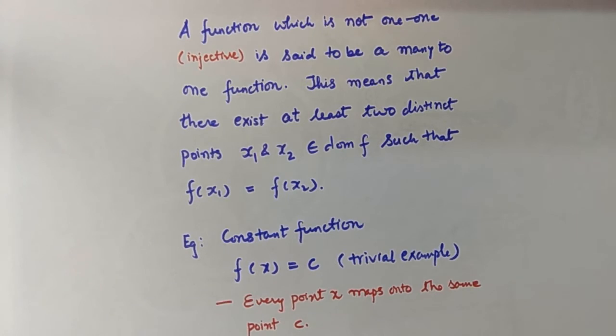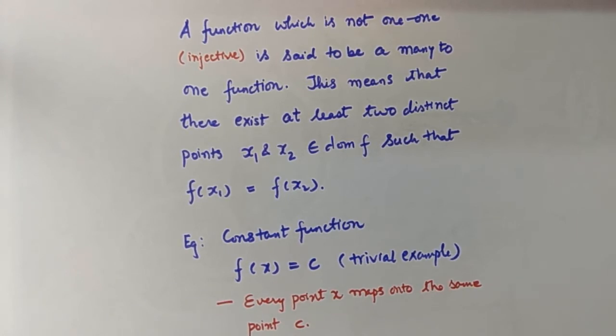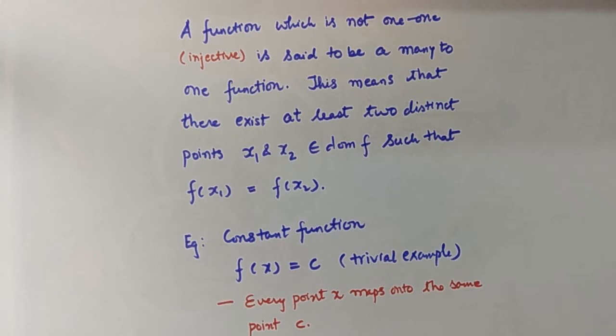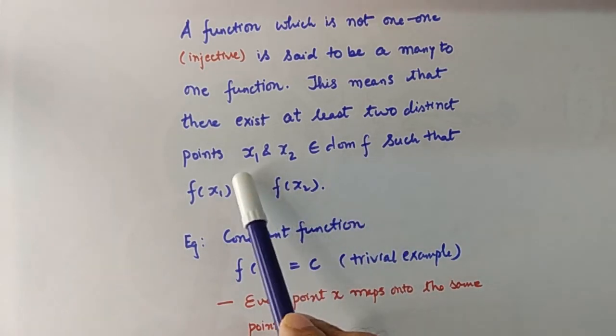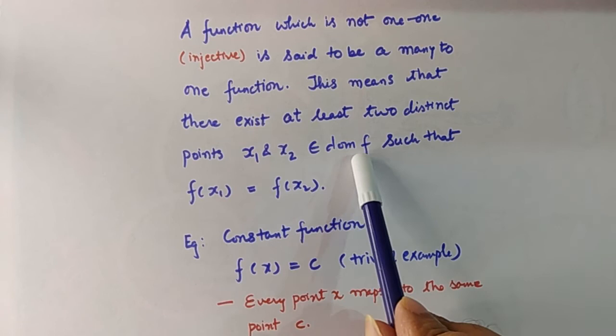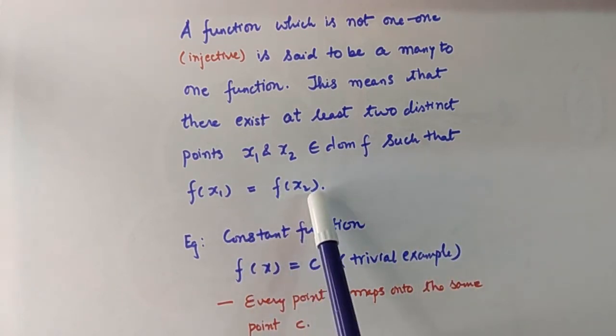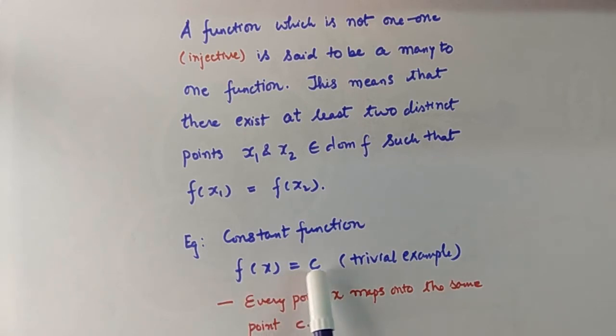As I had already pointed out, a function which is not one-to-one is said to be a many-to-one function. This means that there are at least 2 distinct points in the domain of f such that they have a common image. There are 2 distinct points x1 and x2 belonging to the domain of f such that f of x1 is equal to f of x2. A trivial example is f of x equal to c, which is the constant function. Why is that? Because every point x in the domain maps to the same point c.